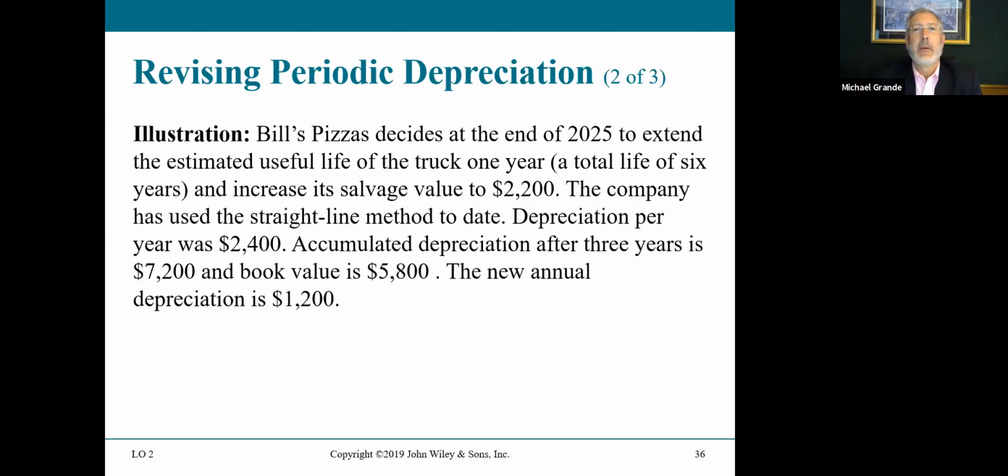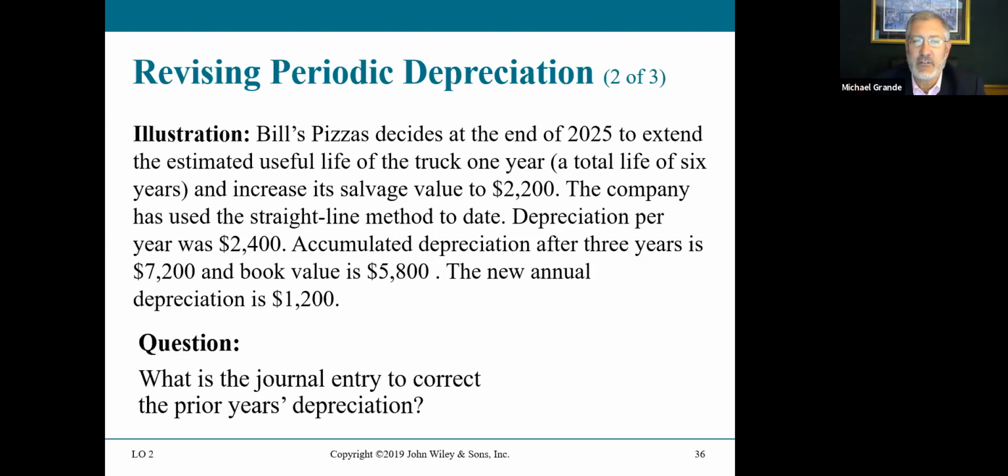Here's an example. Bill Pizzas decides at the end of 2025 to extend the estimated useful life of the truck. They think it's going to last longer, a total life of 6 years, and increase its salvage value to $2,200. The company has used a straight line method to date. Depreciation per year was $2,400. Accumulated depreciation after 3 years is $7,200, and the book value is $5,800. The new annual depreciation is $1,200.